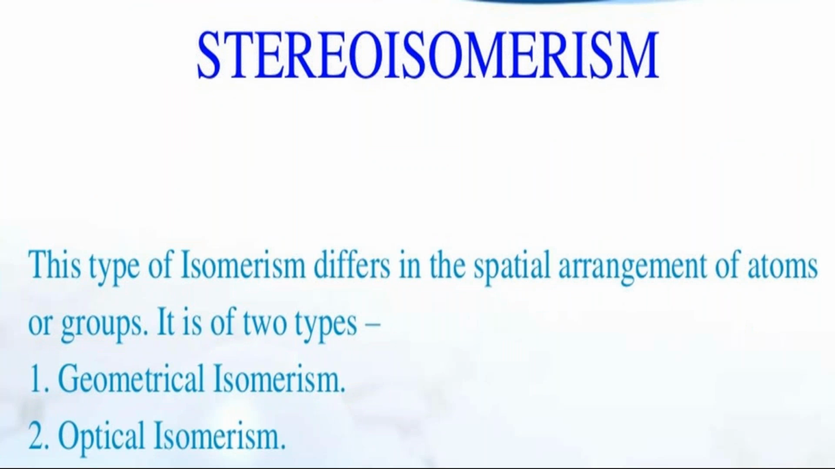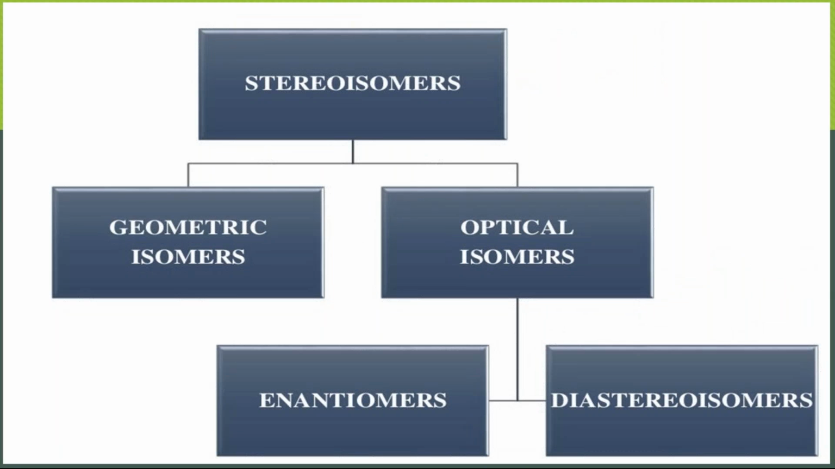Stereoisomerism is broadly classified into 2 types, that is geometrical isomerism and optical isomerism. Geometrical isomerism is also called cis and trans isomerism. This results from a restriction in rotation about the double bond or about the single bonds in cyclic compounds. So stereoisomers are classified into geometric and optical. Geometric isomers are classified into cis and trans. Optical isomers are classified into enantiomers and diastereomers.